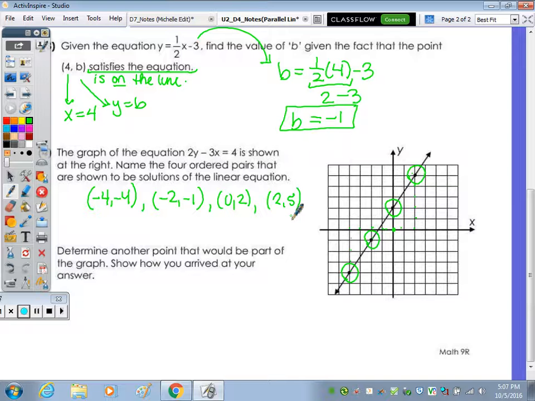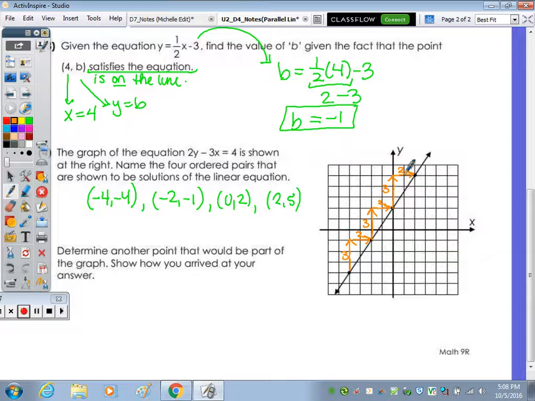Next part. Determine another point that would be part of the graph. Show how you arrived at your answer. Let me erase what I have. If I had to determine another point, I would look at how I moved from one point to the next, and I would use slope. So from here, I went up 1, 2, 3, over 2. Up 3, over 2, each time.